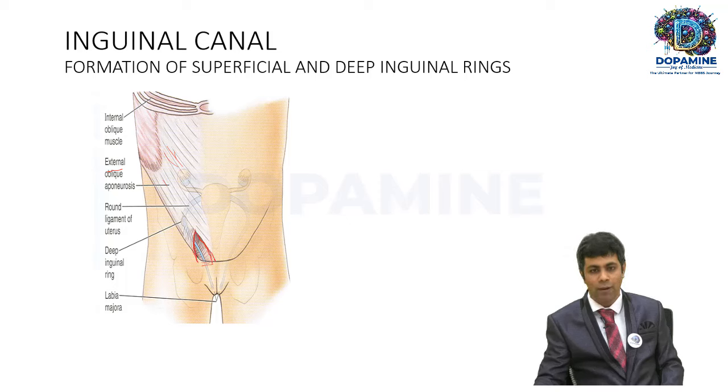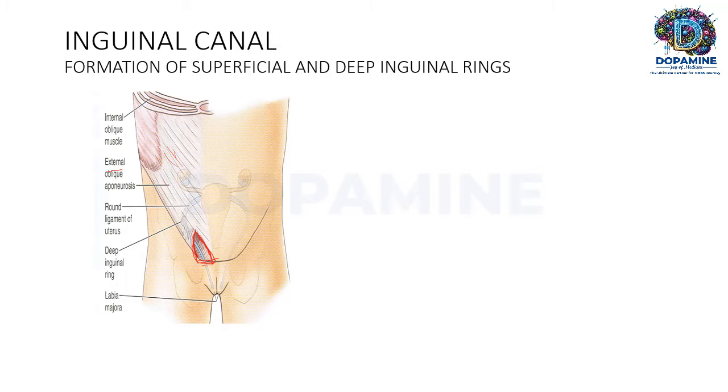a medial crura. Okay, so this is the boundary of the superficial inguinal ring, which is bounded by the lateral crura and the medial crura of the aponeurosis of the external oblique muscle and based by the pubic crest. Okay, so this is the superficial inguinal ring formation, right?